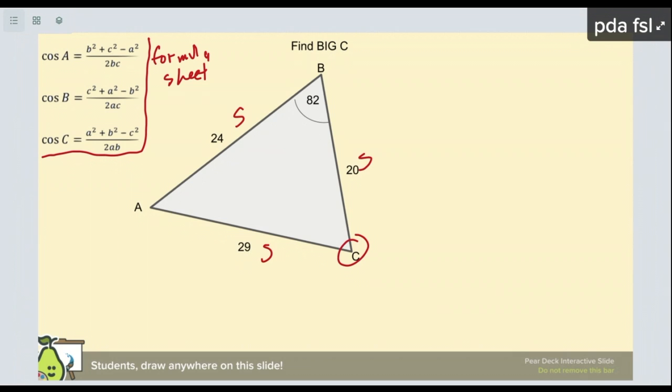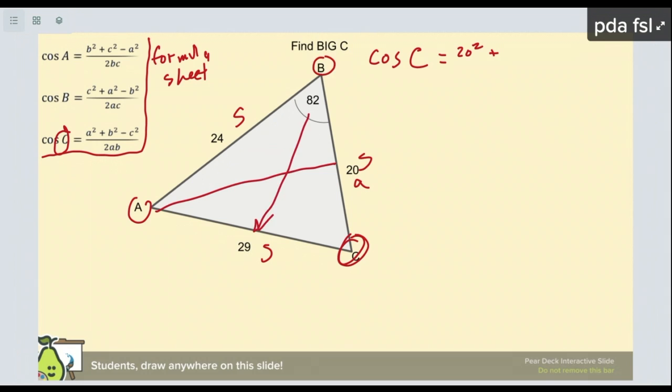And then I'll just do, all right, what are we looking for? Big C, I circled that. Oh, look, big C's right there. Cosine of big C equals, that's big A, that means this is little a, 20 squared plus, and then it says b squared. Big B is here, that means little b is right here, 29 squared, then minus c squared, the last one left, so it'll be 24 squared, all over, and it says 2ab, 2 times 20 times 29.